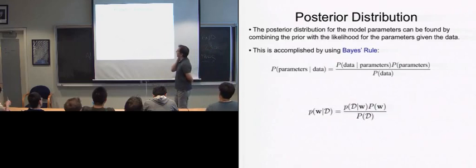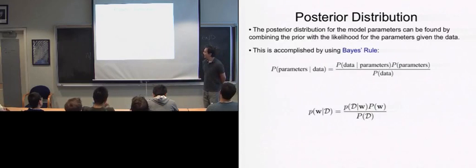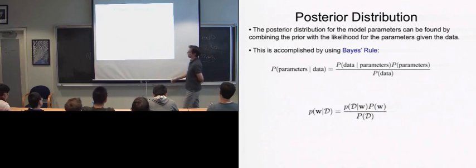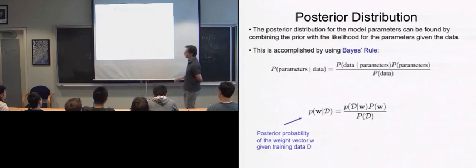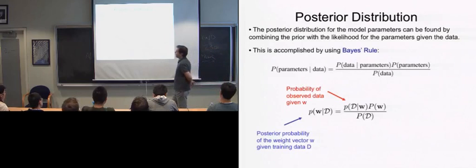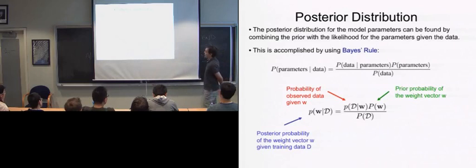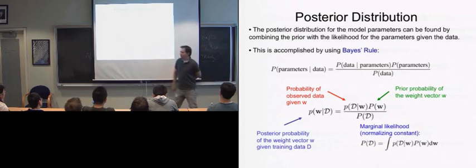In a different notation, this is the posterior distribution over the parameters W given the training data. This is the probability of the observed data given the parameters W. This is the prior probability of our parameters, the weight vector W. And this is sometimes called the marginal likelihood, the probability of the data, where we essentially integrate out over the parameters. If we're working in a discrete space, that's just going to be a summation.